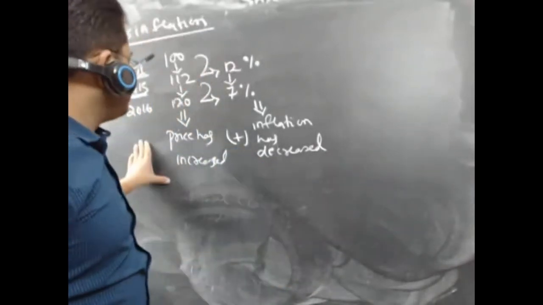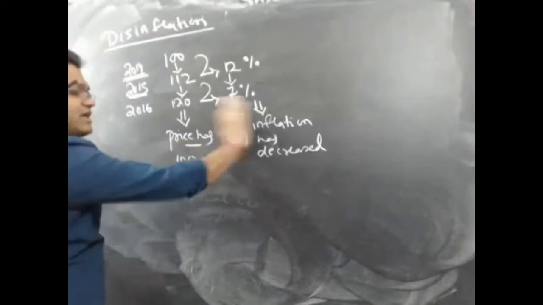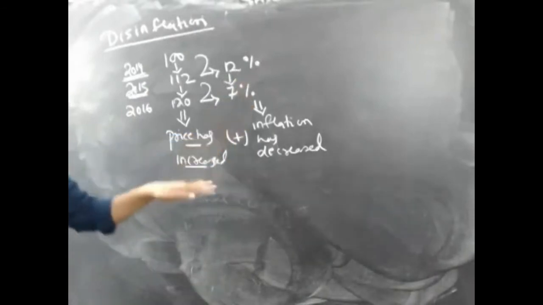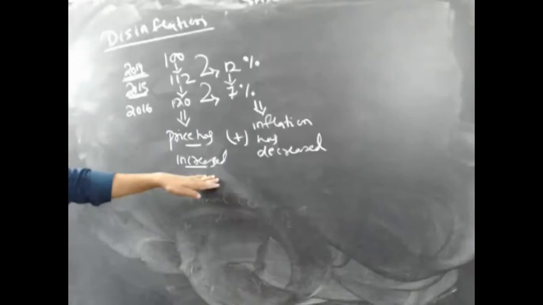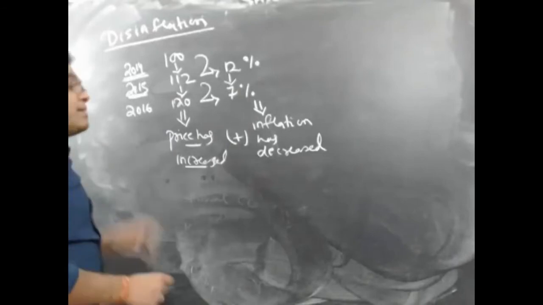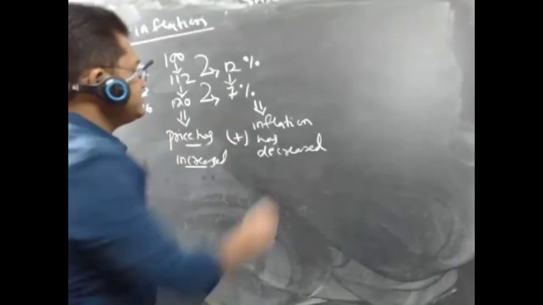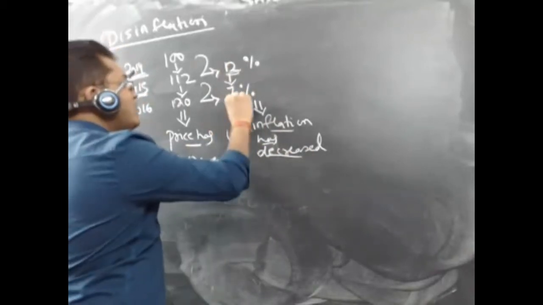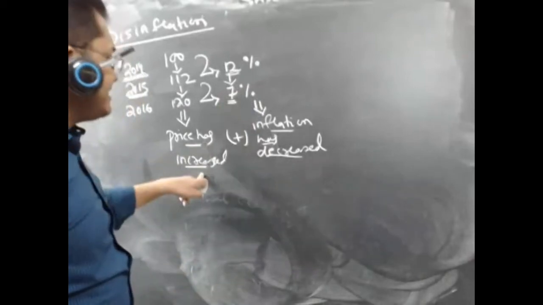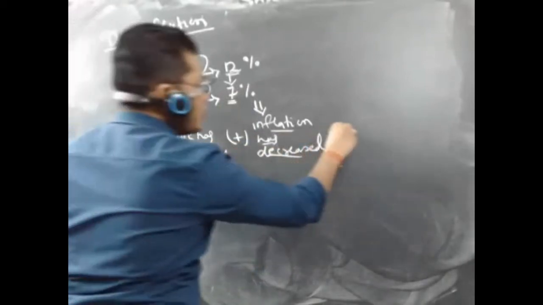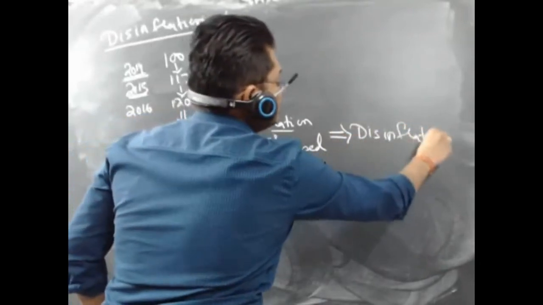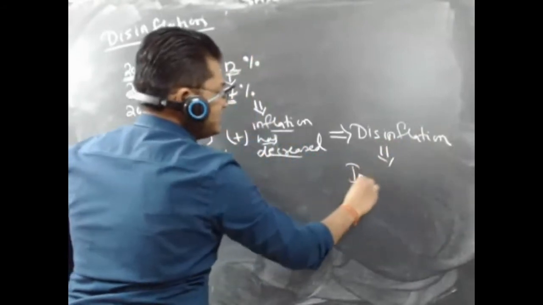Okay. So what we are seeing is that price has still increased. If price has increased, can you call it deflation? No, you can never call it deflation. But at the same time, inflation has decreased. Earlier, inflation in the economy was 12%. Now it is 7%. So when price has increased but inflation has decreased, the combination of these two things is called disinflation. Disinflation means inflation is coming down.